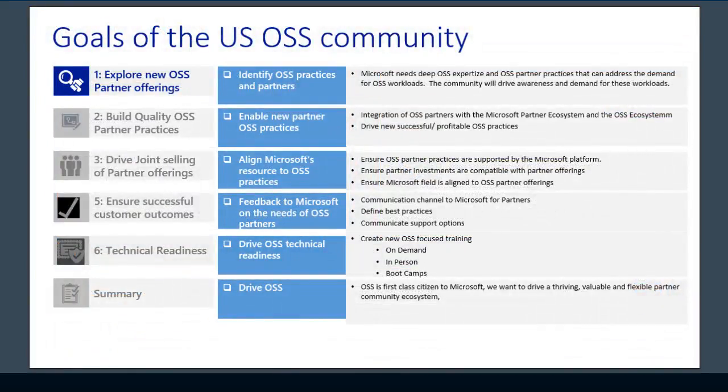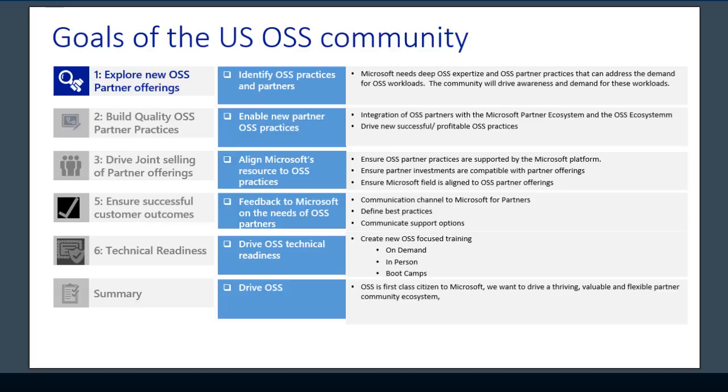Very quickly, the goals of the US OSS community. We want to explore new open source partner offerings. We have many partners out there, and probably you on the call right now, that have offerings that we're currently not aware of. So we want to take those offerings, bring them into Microsoft, and make you successful. We'll build those practices with you so that they are compatible with our joint selling aims. Then we want to make sure through this community that you have successful outcomes, meaning that you're giving us feedback on what works, what doesn't work, so that we can take that to the product group and the platform groups.